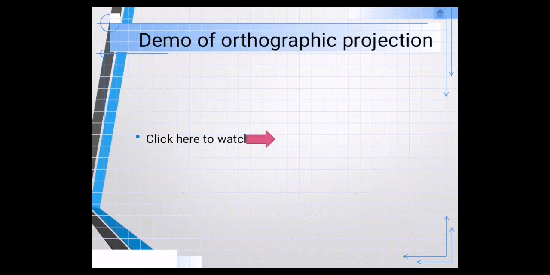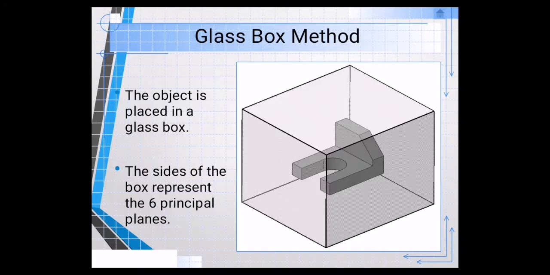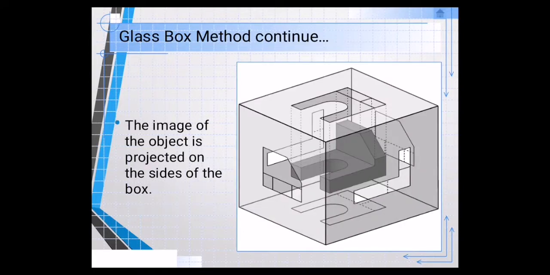You can watch this demo of orthographic projections by clicking on this button. Okay, we will see next. The first method is the glass box method. Suppose we place this object in a glass box, and the sides of the box represent the 6 principal planes. The image of the object is projected on each of the planes. So first plane, second plane, third plane, like that 6 planes are there.